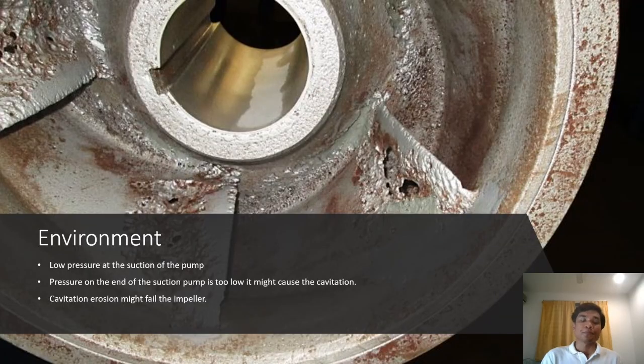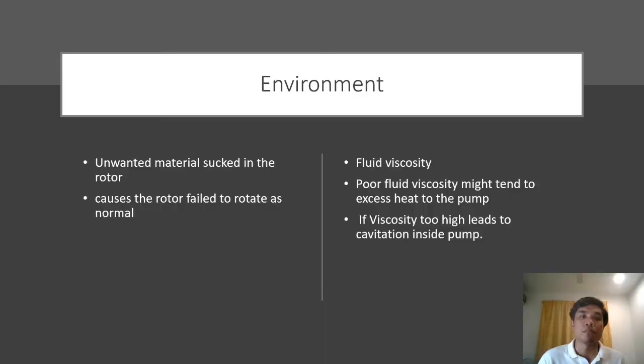Next on the environment, this is a picture of cavitation that happens in the impeller because of the low pressure at the suction of the pump. Next on the environment, there is sometimes unwanted material such as dirt and dust that is sucked in the rotor because the rotor fails to rotate as normal.